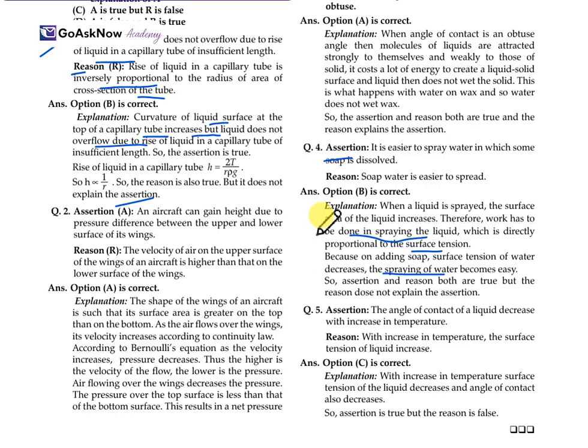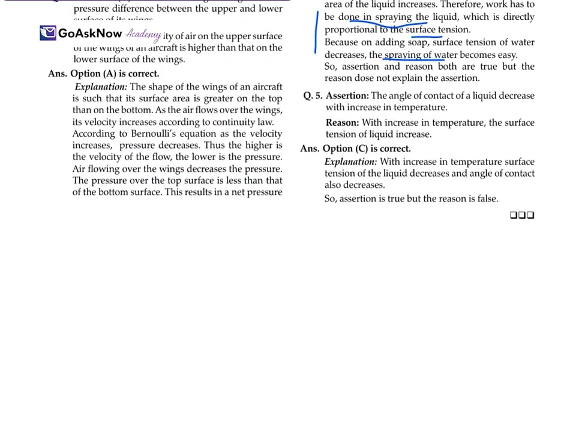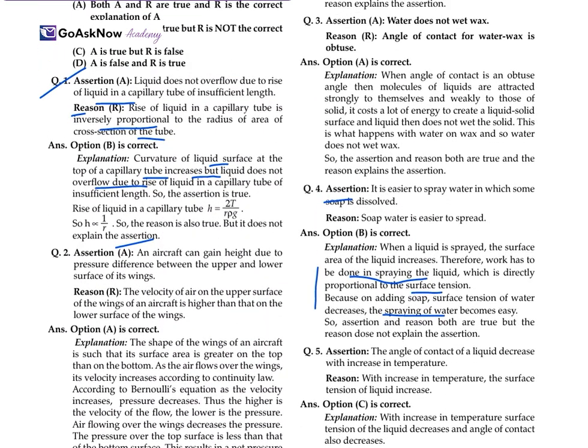Here again we have concluded that the reason does not explain the assertion. When we check whether R is connected to A or not, no, it is not. So option B is the correct one. This is how we can go ahead with assertion and reason-based questions.